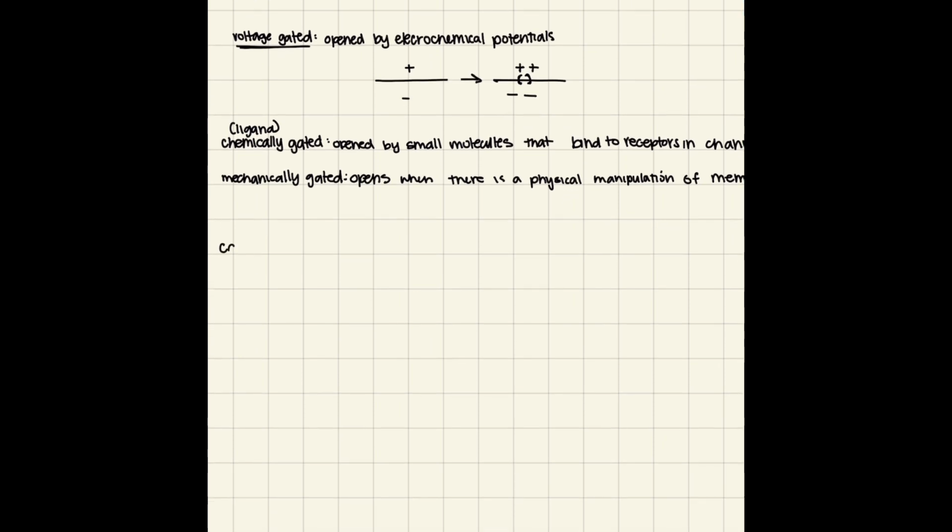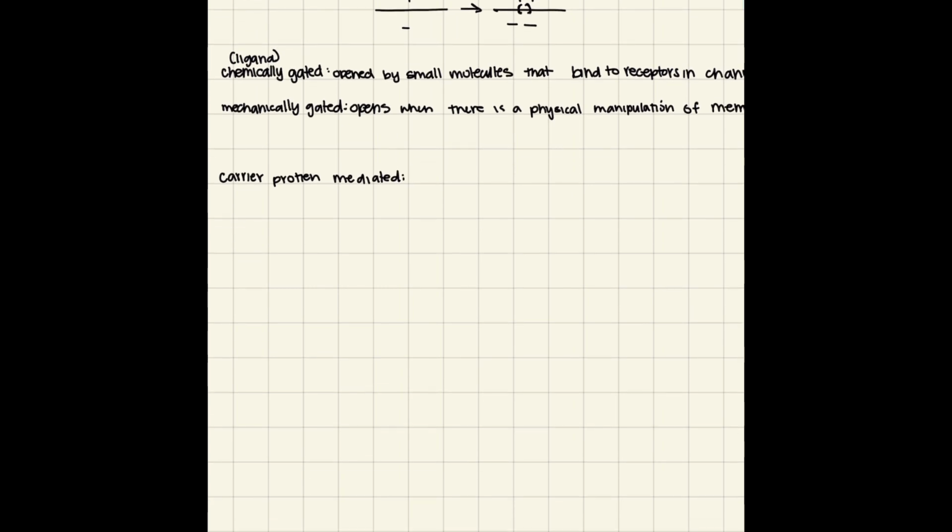The next one is carrier protein mediated diffusion. The carrier protein, we talk about it like a revolving door. When you walk through a revolving door, it's only open to you on one side. It's not like both sides of the door open at the same time. So you go in and then you walk around and then you can go out the other side. The channel can only be open to one side at a time.